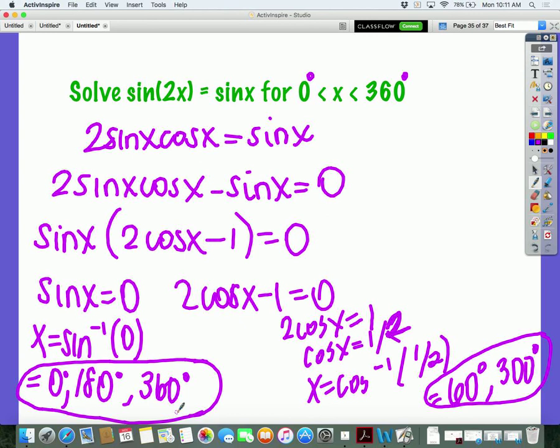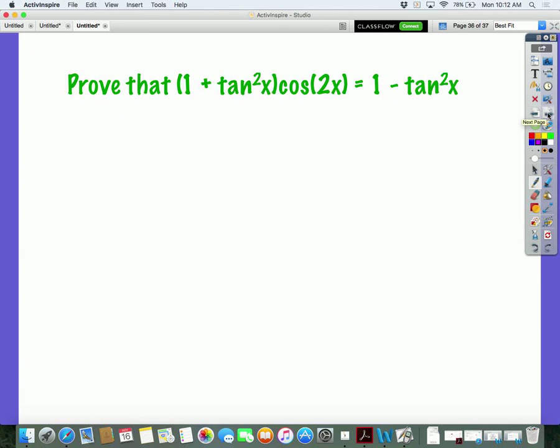Questions? With problems like this, do not try to divide out a trig function, because you would divide out an answer. You would have missed all of these answers for where sine is 0 if you had divided out sine from the beginning. So don't do that. You can also use identities to prove other identities or other things as well.